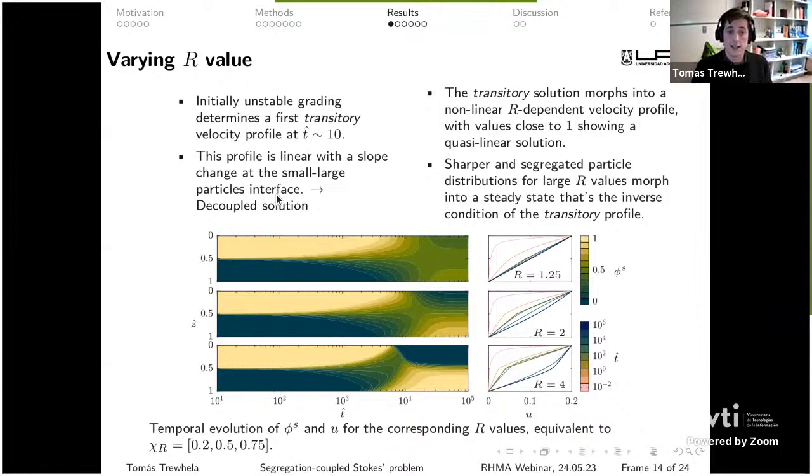Another interesting thing is that this is kind of decoupled. So there is a process where this very first solution here, which is this kind of broken linear solution, is completely decoupled from the segregation, which is to be expected because in this area here, segregation still doesn't alter the solution, and only around these time scales does segregation exert an influence on the rheology. So that allows us to perhaps seek this solution, or this transitory stage solution.